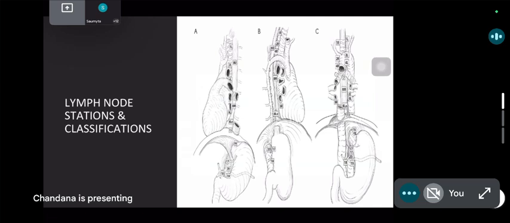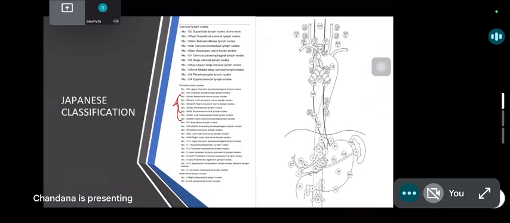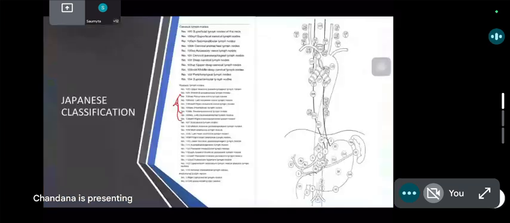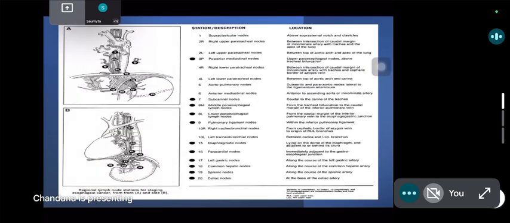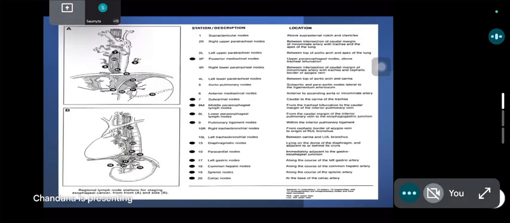So we'll come to the classification of lymph node stations. This is the classification we most commonly know. But the Japanese classification, which we will read next, is a little bit difficult. Might be easy for you guys, but for us gastro people, we usually use only the 1 to 20 stations. I think you guys know this, but I'll just briefly tell it once.